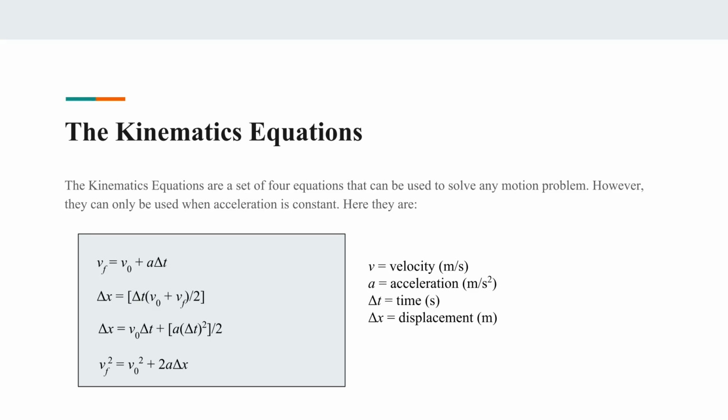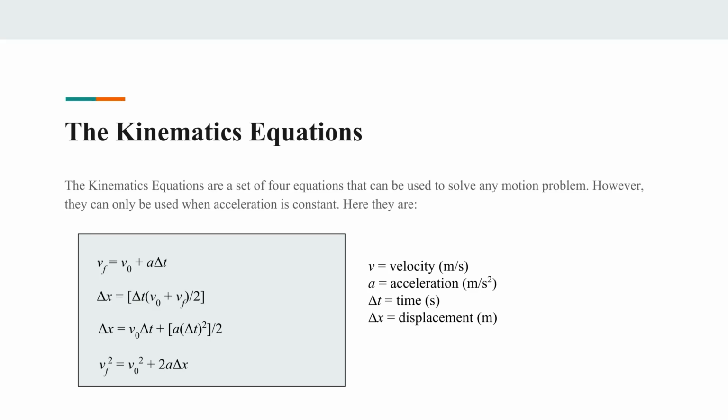So these are the 4 equations. Vf equals v naught plus acceleration a times delta t. Then you have the second, third, and fourth equations. You'll be given these equations on a physics test. However, it's helpful if you know how these equations work.